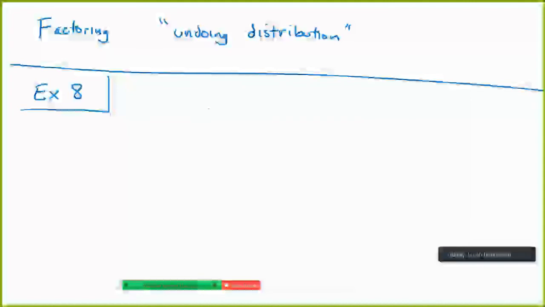We begin with this expression, 4x squared plus 4x. My question to you, looking at both of these terms, what is common between the first term and the second term? What are the same items that you see that we could divide out of both of these terms?